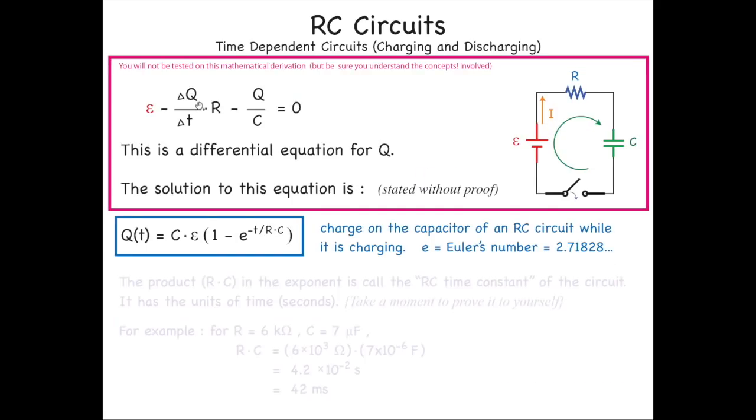Now this is a differential equation in Q. We have something that has Q and dQ/dt effectively.